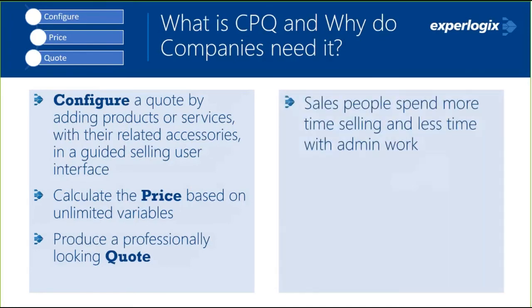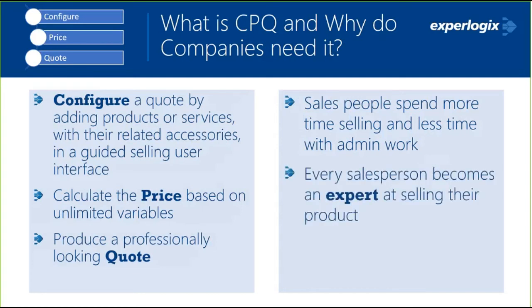So, how does that help your company? Well, the number one thing is that your salespeople really should be spending their time selling, not doing admin work. So we want the quoting to be quick. We want to make sure that every salesperson is an expert at selling your products so that you can hire somebody today and have them quoting tomorrow. And then we want to make sure that what you are selling goes together. So we want to have option compatibility.